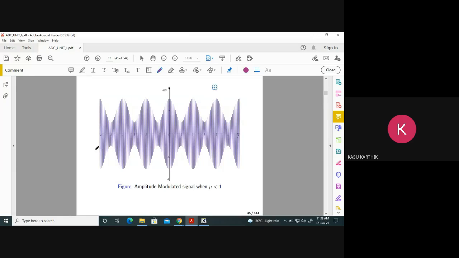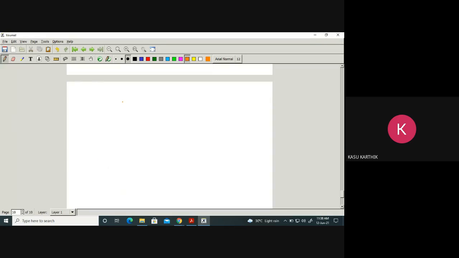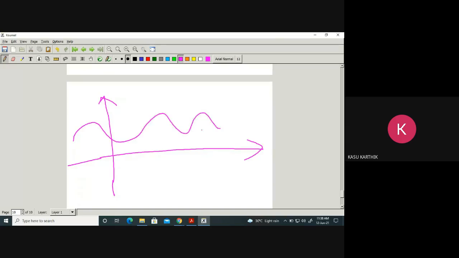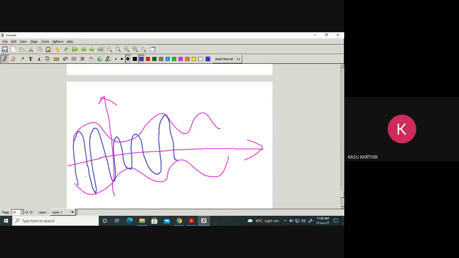Let me draw here for your understanding. How does the AM waveform look? It is something like this, and in between you get some signals like this. This is the AM waveform when mu is less than 1.